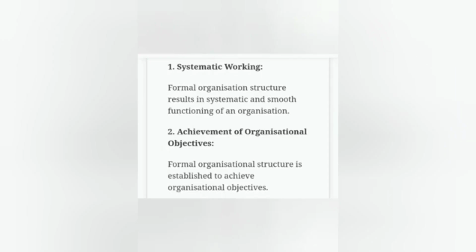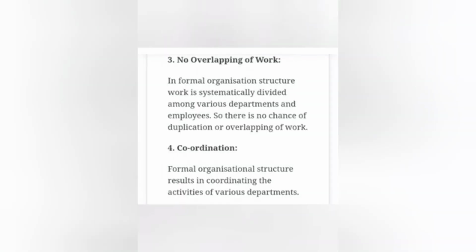One is systematic working. Formal organization structure leads to systematic and smooth functioning of the organization. This is the first. Next, achievement of organizational objectives: the formal organization structure is established specially to achieve the organizational goals and objectives. Then no overlapping of work. In a formal organization, all the work is properly allotted and divided among the various departments, so there will be no confusion, no duplication and no overlapping of work.